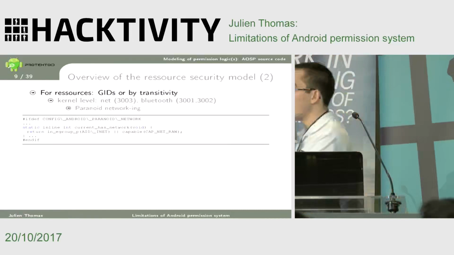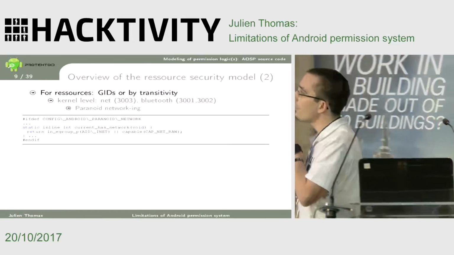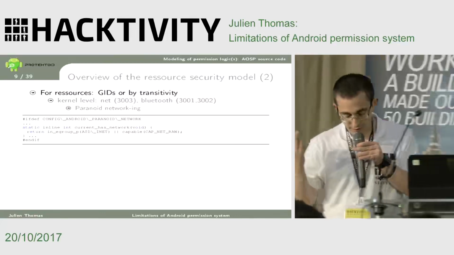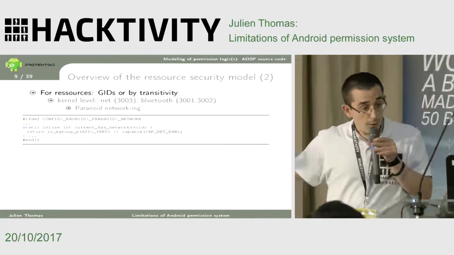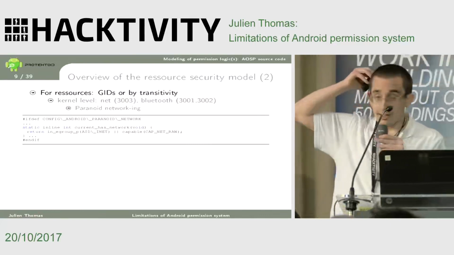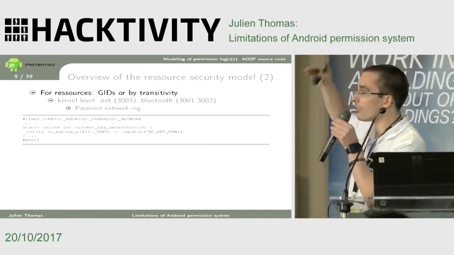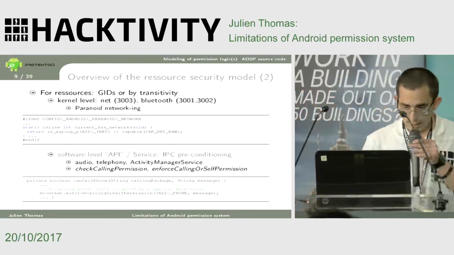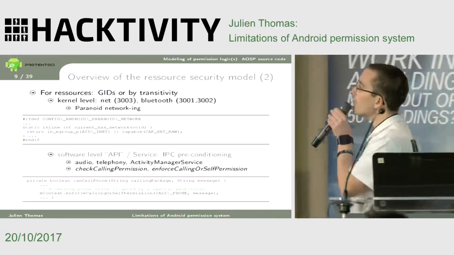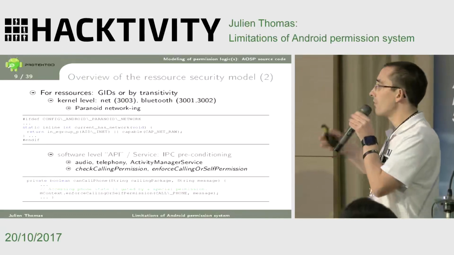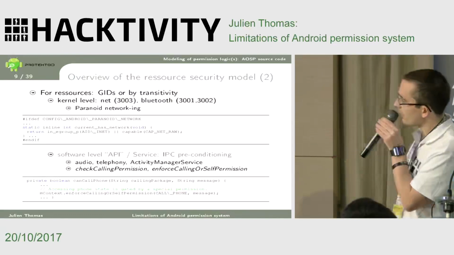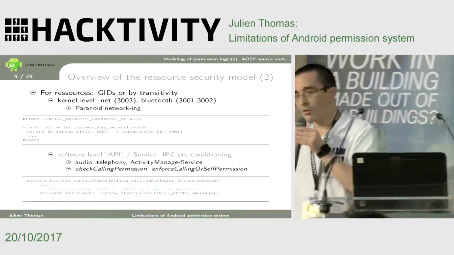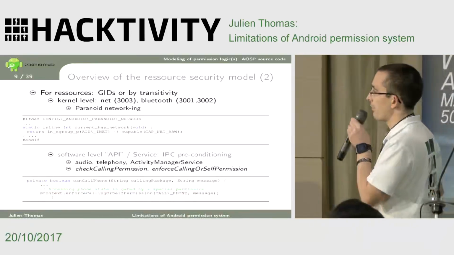When you talk about GID, for resources that are not files, you have, for example, the protection for network access. What we have in Android is called paranoid networking, which states in the code that you have to have the right groups. And on the software level API, you have what we call service-based IPC permission conditioning, which means that if you want to make an IPC call to a service, it will check that you are granted the correct groups or the correct permissions.